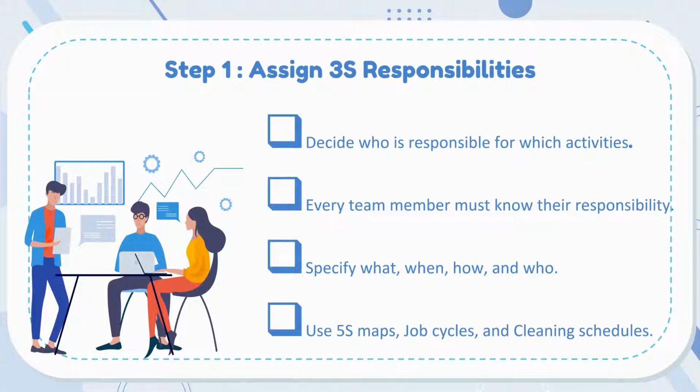Step 1. Assign 3S responsibilities. The first thing to do is decide who is responsible for which activities regarding maintaining 5S conditions. When it comes to maintaining the 3S steps, every team member must know exactly what they are responsible for doing and specifically where, when, and how to do it. Some of the tools that can be used to assign 3S responsibilities are 5S maps, schedules, and job cycle charts. By using these tools, you essentially list the jobs to be done in each area, and a frequency cycle for each.